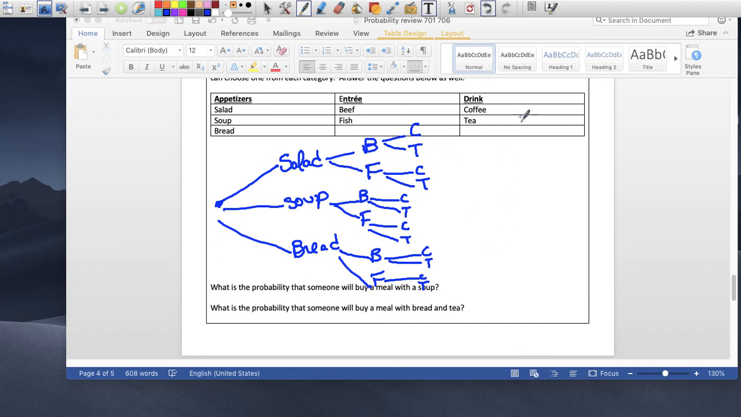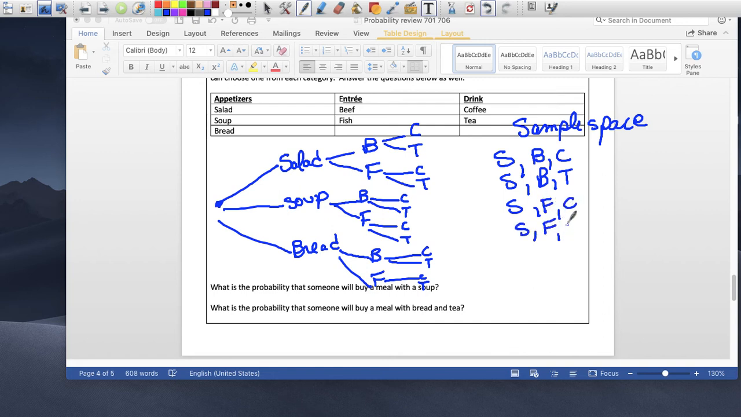I want a sample space here. Sample space will list all the possible meals. So I can have a salad with beef with coffee. I can have salad with beef and tea. I can have salad with fish and coffee. I can have salad, fish, and tea. So this is done. Right, that section is done.